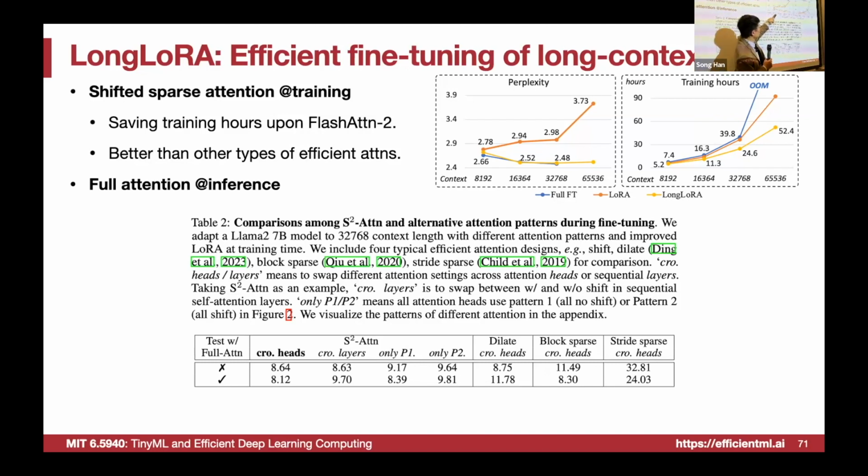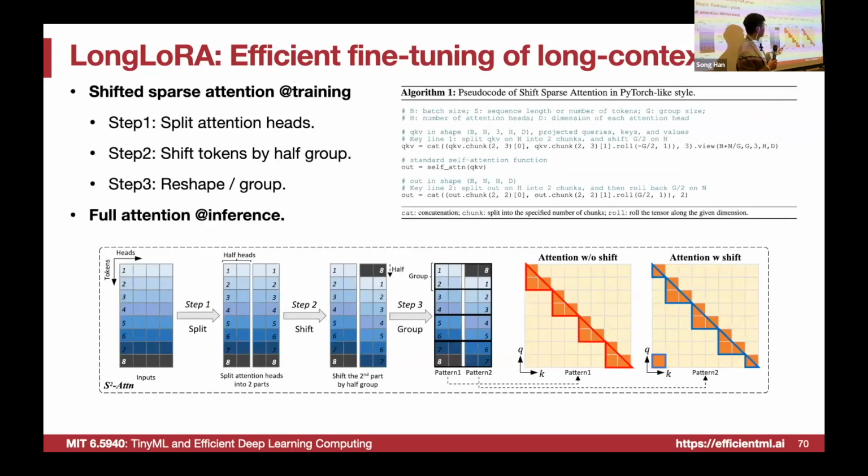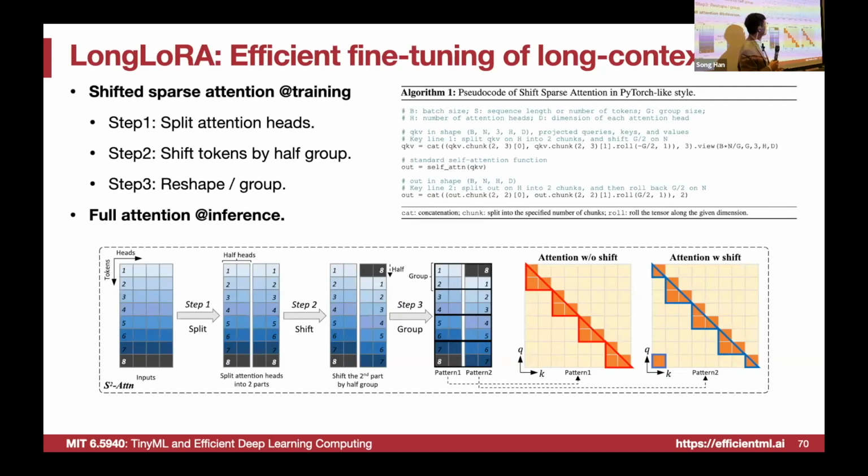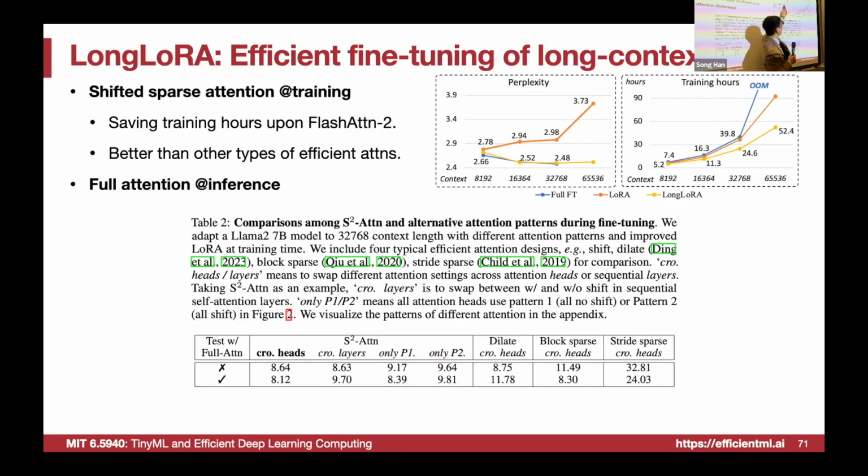Perplexity remains quite low all the way to 64K in this case, while the full fine-tuned LoRA gets pretty poor performance, mainly due to LoRA without the enhancement, where we fine-tune the embedding layer and also the normalization layer, which is very crucial. Without fine-tuning these layers, naively using LoRA, the perplexity is pretty high.